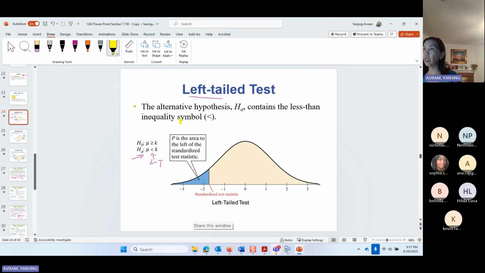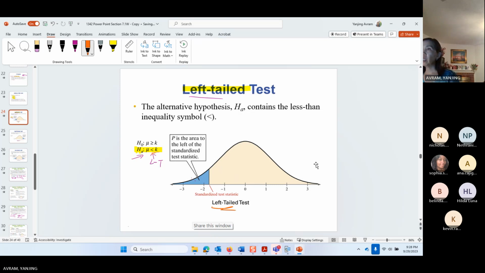If you have something that is less than, less than will be the area on the left side, all right? So if you have an alternative hypothesis, mu is less than something, less than is the area to the left. This is called a left tail test. When you do the left tail or right tail, always look at the alternative hypothesis. Do not look at the null hypothesis. Only look at the alternative one. Okay, so this one is less than, so that's a left tail test.